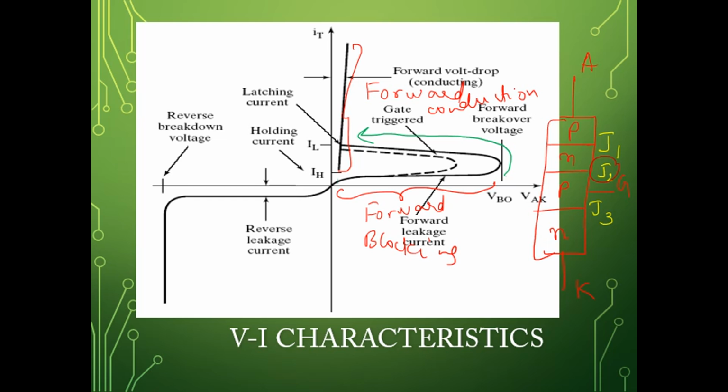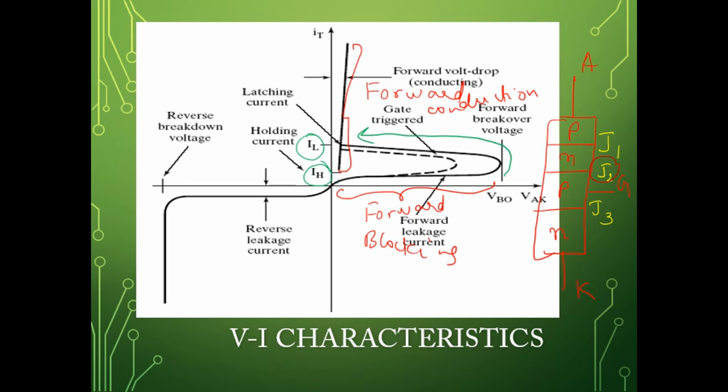Once it is in the forward conduction state, the voltage drop across the SCR is very less, in the range 0.5 to 1, usually 0.7 to 0.9 volts, and you can see that the anode current is very large. And you see here there are two currents mentioned. One is the holding current and the other is the latching current. These two are very important terms, latching current and holding current.